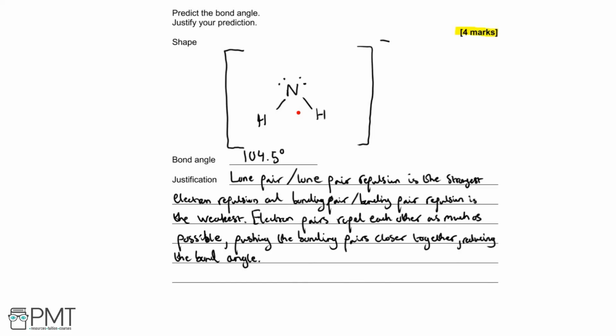So this question overall is 4 marks. 1 would be for the shape, 1 is the bond angle, and then in our justification, we'd get 1 mark for talking about how the electron pairs are all repelling each other, and the other comes from talking about how lone pair repulsion is stronger than bonding pair repulsion. So those are our 2 marks for the justification.